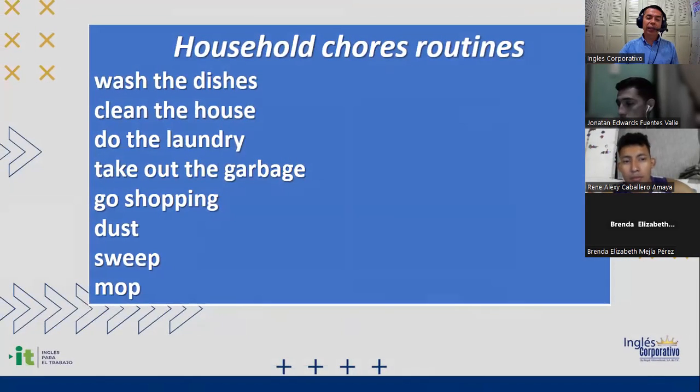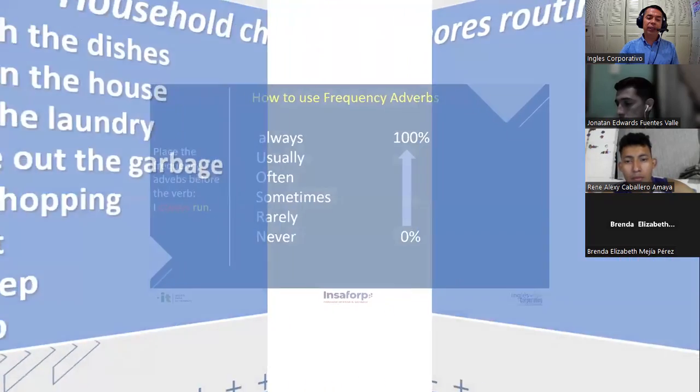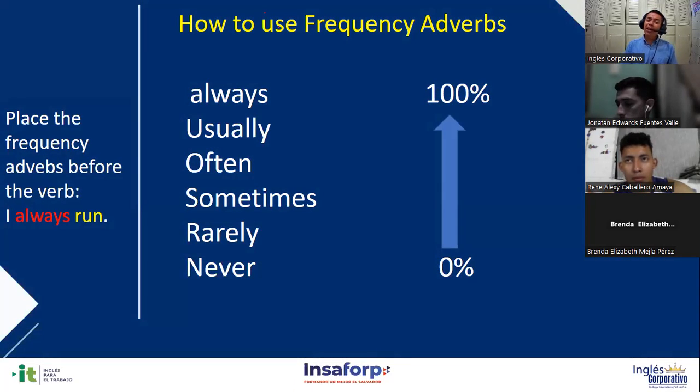Wash the dishes, clean the house, do the laundry, take out the garbage, etc., right? Now, I'm going to ask about the frequency. Hoy les voy a preguntar con qué frecuencia lo hacen. Look at this. First, you're going to mention I, right? I, look. Then you're going to say always, usually, often, sometimes, rarely, never.